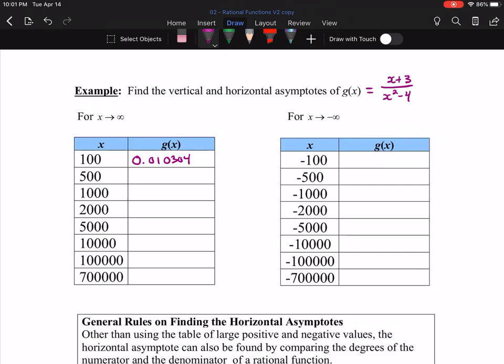250,000. The bottom is getting so big so fast that the value of this function now is 0.002012. It's even smaller than it was before. And if I sub in x equals 1,000, the same thing happens again. The top has got really big. It's now 1,000, but the bottom's become like 1,000,000. So the denominator is taking off so fast, it's just killing the numerator.